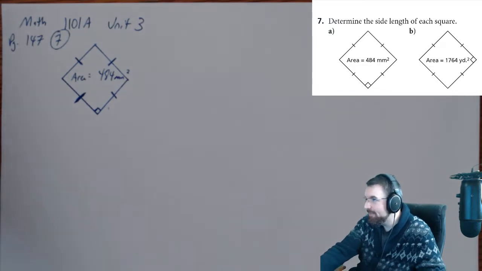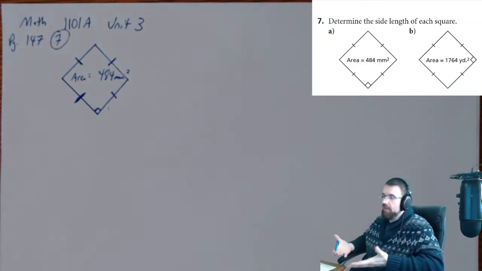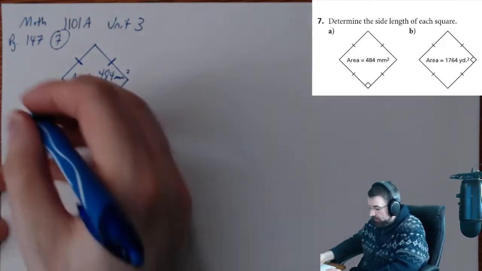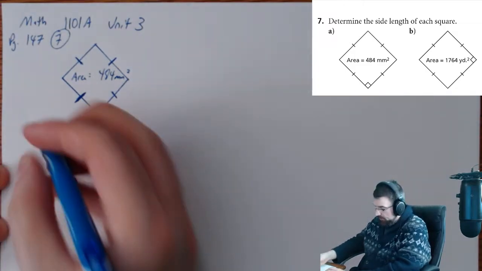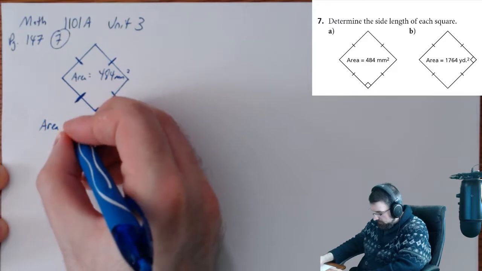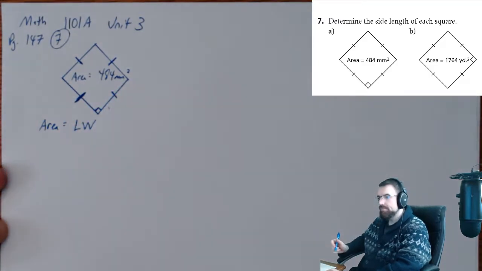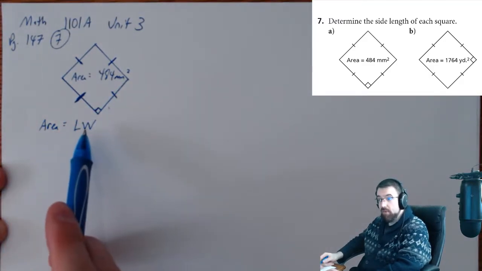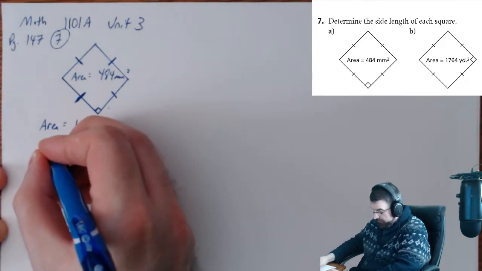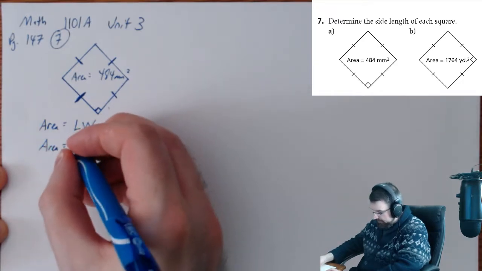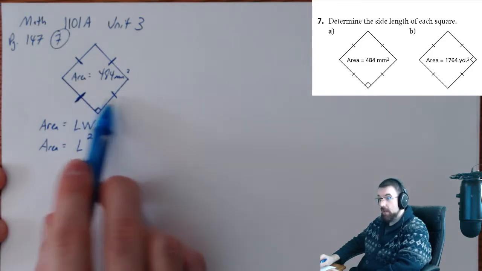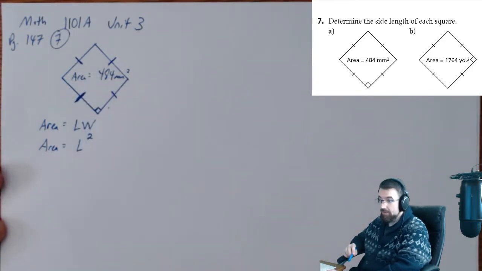Anyway, all we have to do to find the side length of a square based on the area is take the square root. Right? That's why it's called the square root. We know that the area of a rectangle is length times width. For a square, length and width are the same. So we can say that the area of a square is just going to be the side length squared, because it's this side length times itself, since all 4 of these are equal.